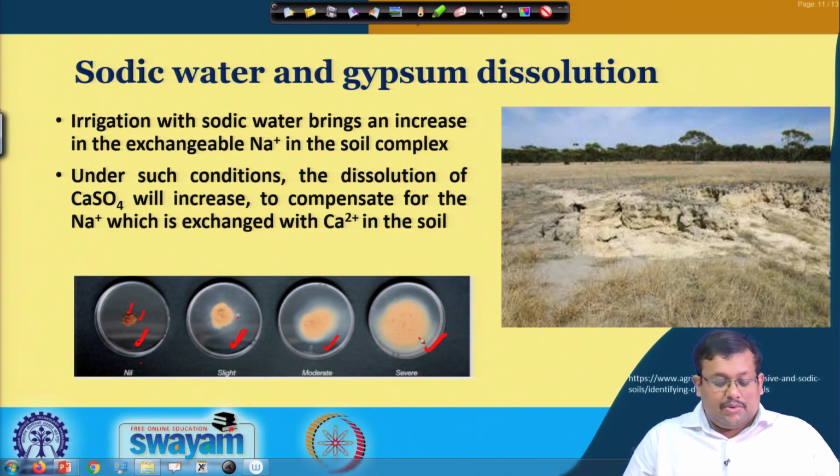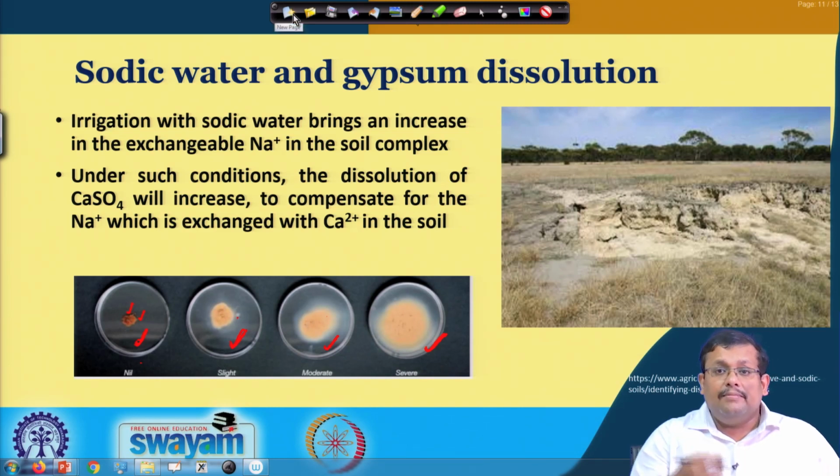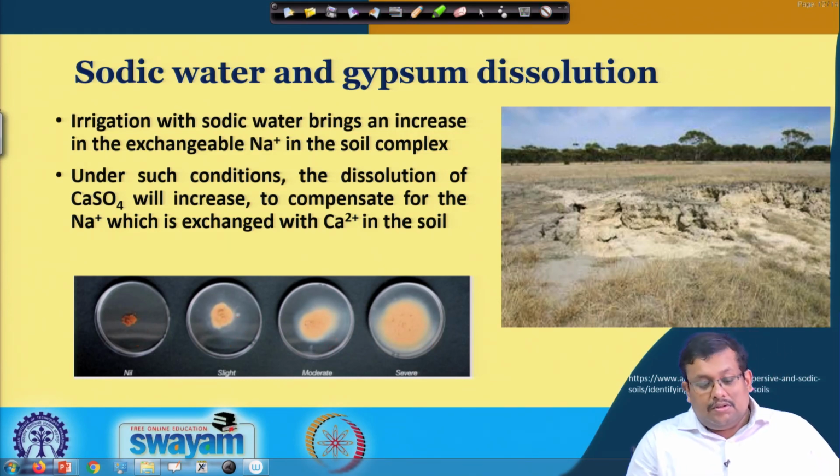So, under such conditions, when the sodicity is increasing in the soil, the dissolution of calcium sulphate is also increased, because the calcium from this calcium sulphate competes for the exchange sites in the soil and thereby replaces the sodium from the exchange sites to form the aggregates, or flocculates. So, this is basically the dissolution of gypsum in sodic soils.